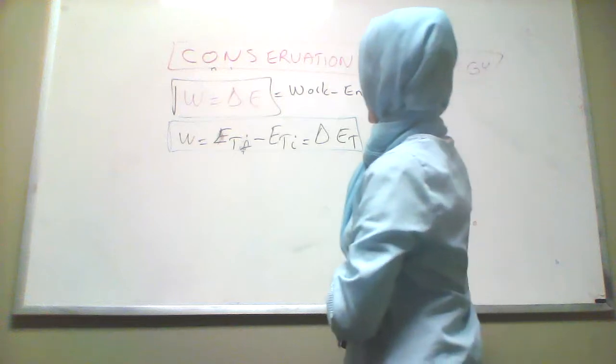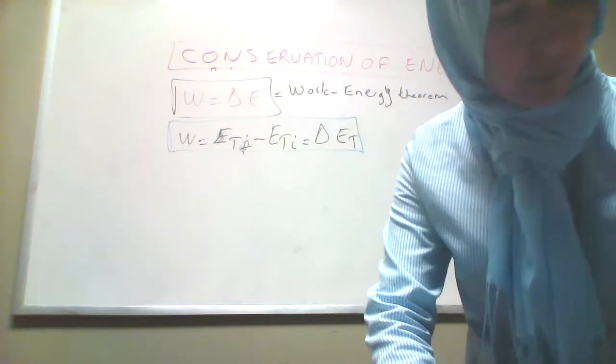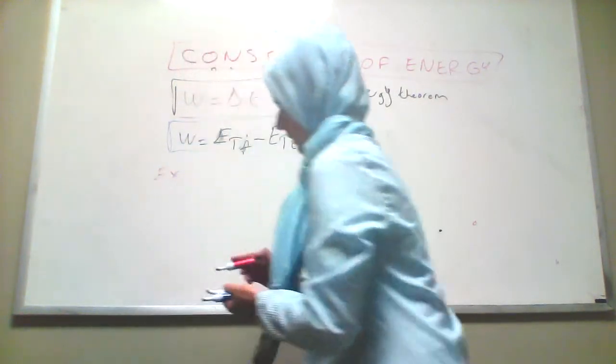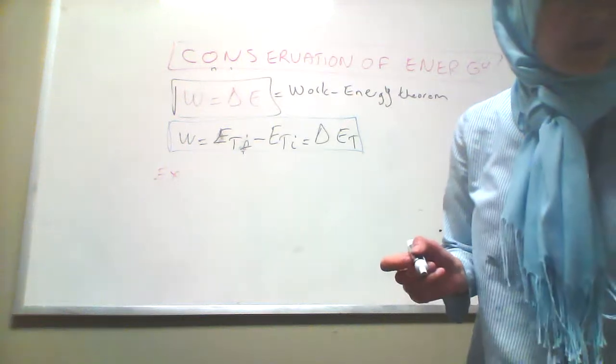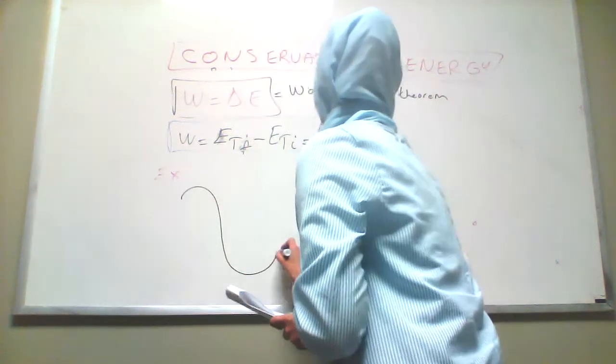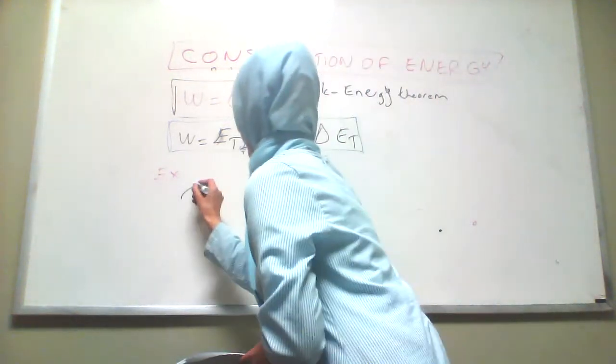Now I can go into my question. Let me put it down here so we'll have more time to look at this equation. So we have a roller coaster in this question. Let me draw it for you, that has a path like this. We have the car in here.